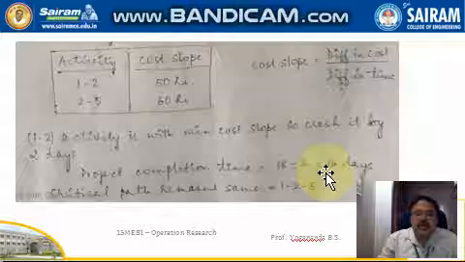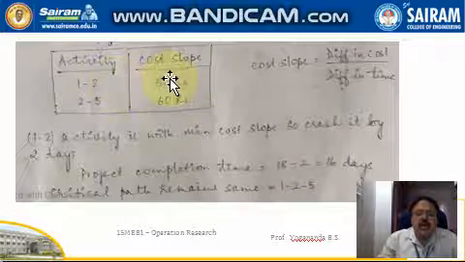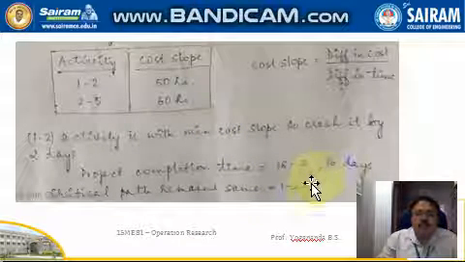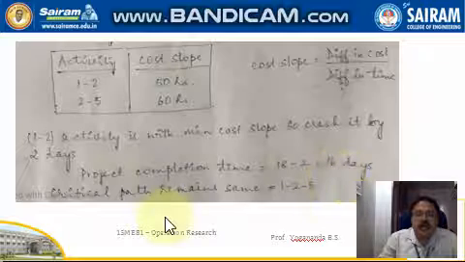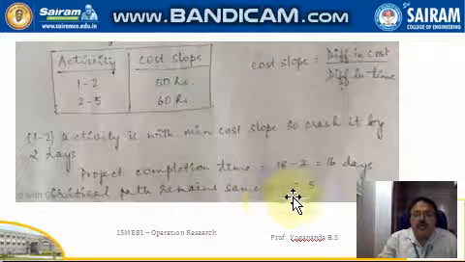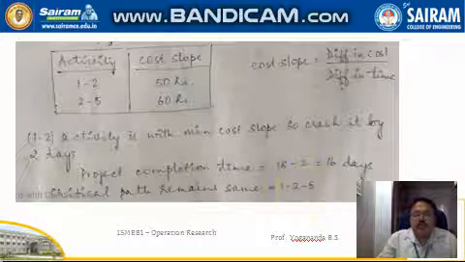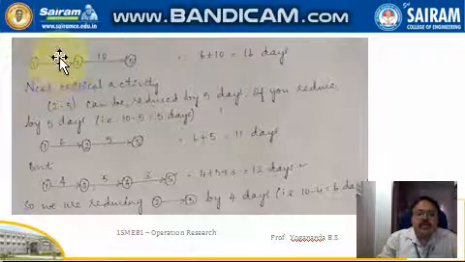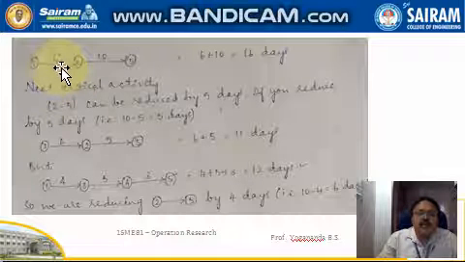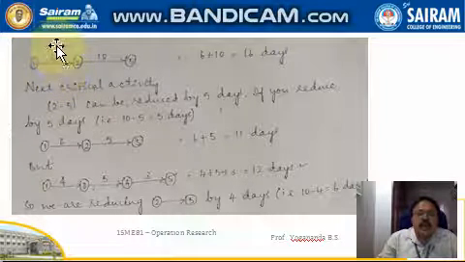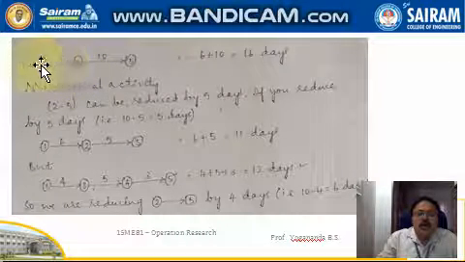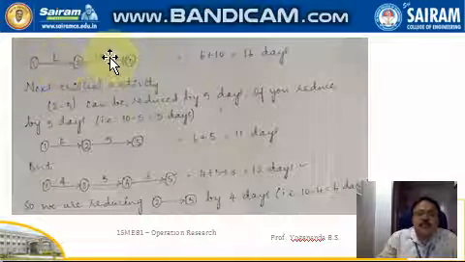So we are reducing this particular activity 1 to 2 by 2 days. The project completion time is now 18 minus 2, that is 16 days. So the critical path remains the same, that is 1 to 2, 2 to 5 only. That is okay. Earlier this was 8 days. Now it is reduced by 2 days, so 8 minus 2, I am going to do this activity in 6 days. So this path now takes 6 plus 10.